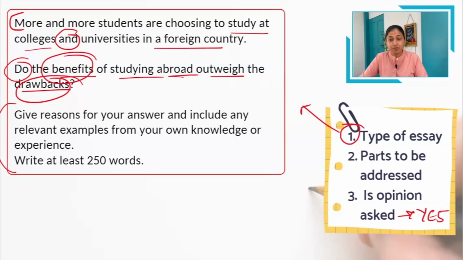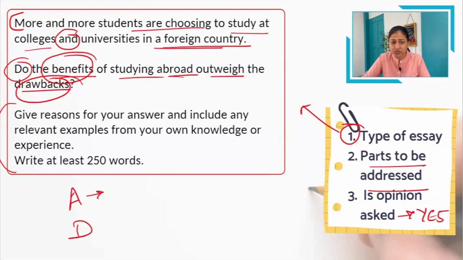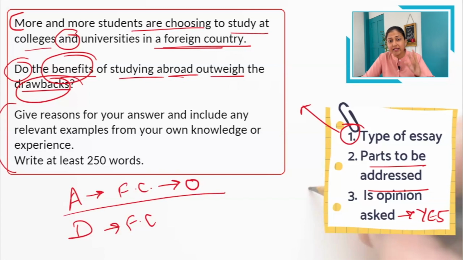Now next is parts to be addressed. How many parts are there? Simple, not very difficult. More and more students are choosing to study at colleges and universities in a foreign country, and we have to talk about the advantages and disadvantages of what? Of students studying in a foreign country, right? And then I have to make sure that I give my opinion. For example, I say, yes, the benefits are more. So I have to make sure that I give my opinion also. That's why you see it is important to consider the topic statement as well as the question statement while identifying the parts.